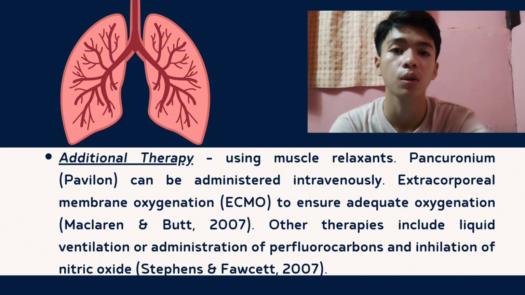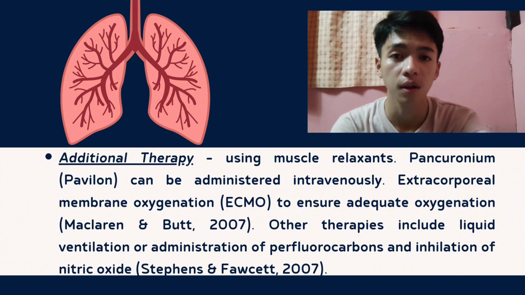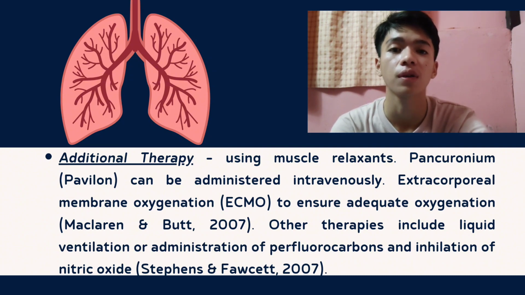Other therapies include liquid ventilation or administration of perfluorocarbons. Perfluorocarbons have a high solubility for both oxygen and carbon dioxide and reduce surface tension, somewhat analogous to pulmonary surfactant. Another is inhalation of nitric oxide. Nitric oxide is a gas that is inhaled through the nose or mouth. It works by relaxing the smooth muscles to widen the blood vessels in the lungs. This medicine is to be given only by or under the direct supervision of a doctor.